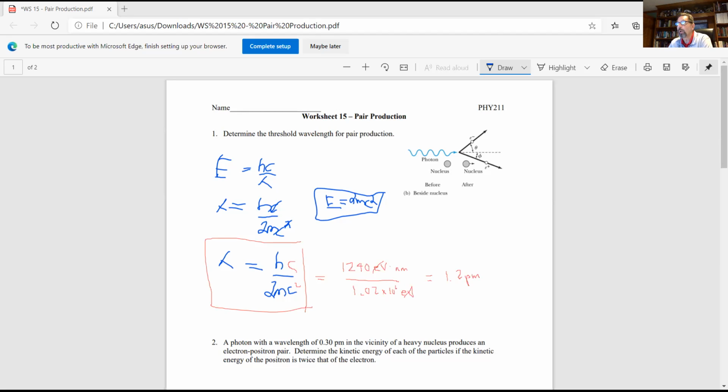Remember, Compton wavelengths were of the order 20 to 30 picometers. That's as big as the wavelength could be for pair production to occur. It has to be smaller than that. All right, so you can actually get a numeric value.